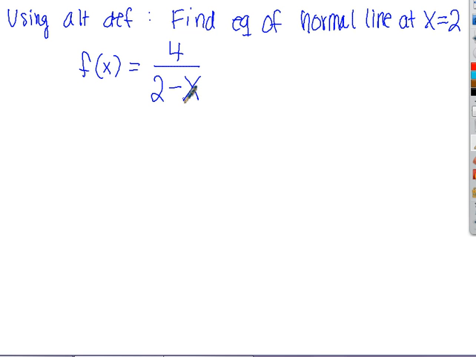Alright, so, walking through the steps, first of all, if I want the equation of the normal line, you need two things. I'm going to need f of 2. Can I find f of 2 easily?